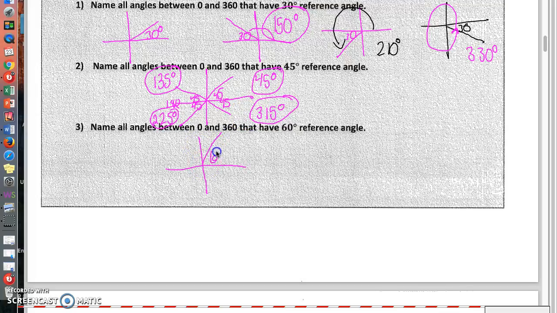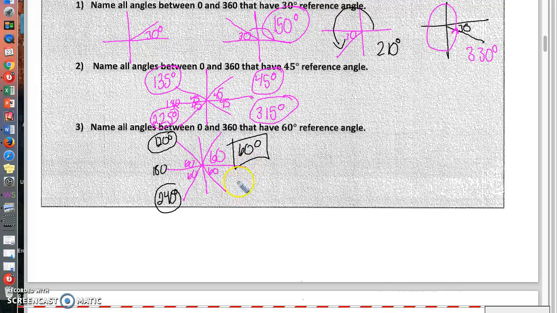Now let's look at 60-degree reference angles. So if this was 60, 60, 60, and 60. Well, this first quadrant is pretty easy, 60 degrees. And then here we have to look, well, this is 180, so 60 degrees above 180 is 120. 60 degrees below would be 240. And let's see, 360 minus 60 would be 300.